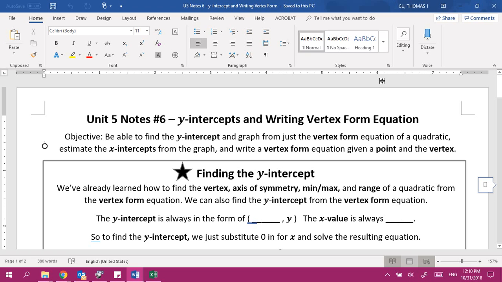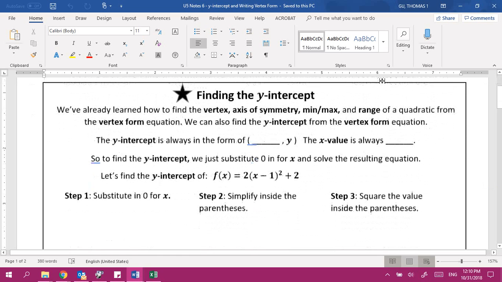And if you would remember yesterday, we found axis of symmetry, vertex, minimum, maximum, and the range of a quadratic function, all from the vertex form of a quadratic equation. So today, though, we're going to find the y-intercepts. We're going to learn how to estimate a graph, draw a rough sketch, and then we're also going to learn how to write a vertex form equation given just a point and a vertex. So let's dive right in, finding the y-intercept.